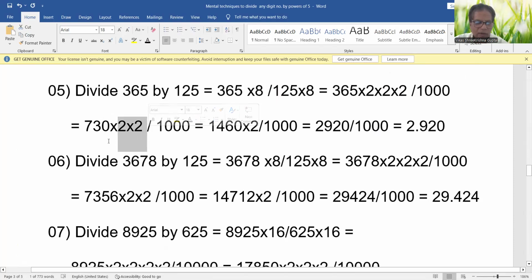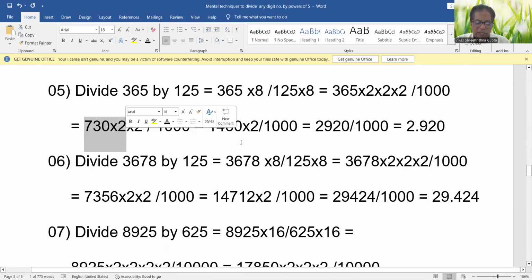730 into 2. Now I multiply 2 by 7. 2 by 7 is 14. Next number is without a carry, so I simply write 14. Then 2 into 3 is 6. There is no carry after that, so I simply write 6. So 1460 is my answer after multiplying this number 730 by 2.